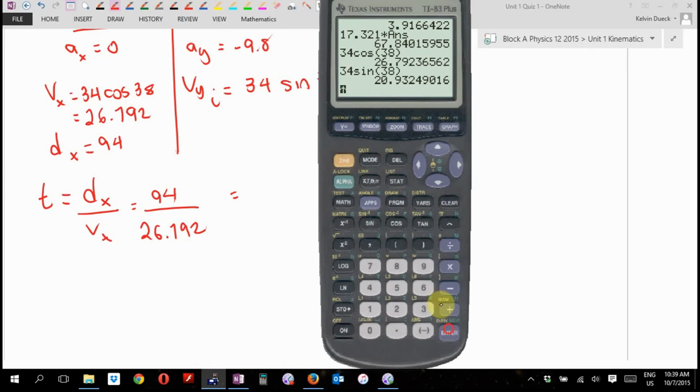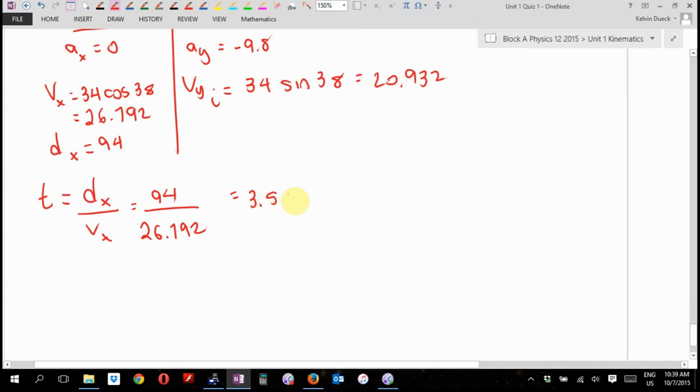So, you know what? I'm going to be really clever and bring back that number so I can go 94 divided by answer button. And I get 3.5085. I'll carry some extra sig figs because I'm not done. 3.5085 seconds.